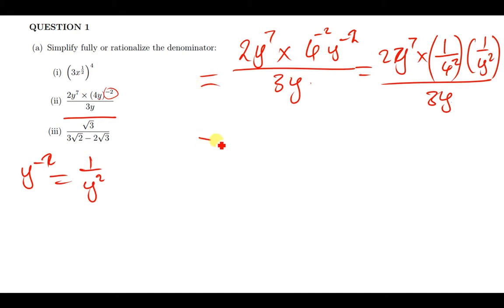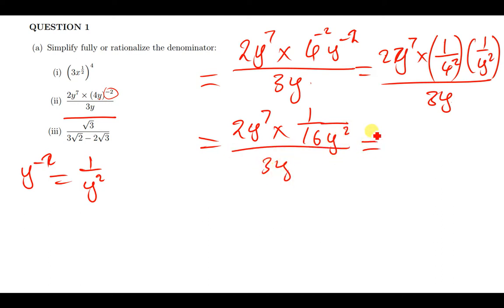So we can simplify this. Before we do that, let me rewrite it again. We have 2y to the power 7. Then I'm multiplying this with 1 over 4 to the power 2, which is simply just 16. 4 to the power 2 here, simply just 16. So we have y to the power 2 there, everything divided by 3y. So when we multiply this and that, we're simply just going to have 2y to the power 7 over 16 y squared. Then everything divided by 3y.